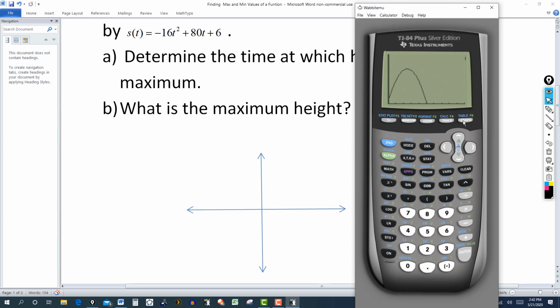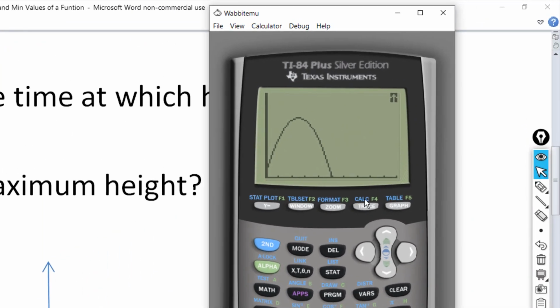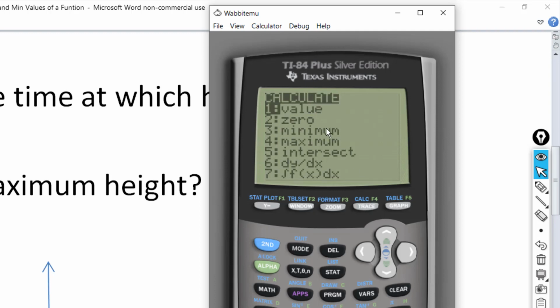Okay, so now I got something that looks like this. It's a parabola, so I know that the maximum value occurs at that particular point. So I go to second, and then in the trace, I'm accessing the calculate function. So hit enter. If you're dealing with minimum, you use the number 3. You leave maximum. In this case, we use 4. So you hit 4.